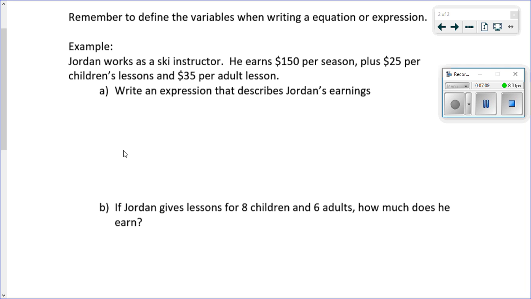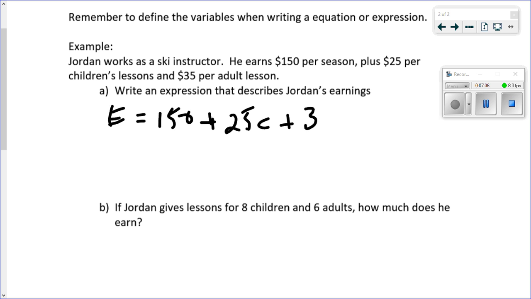So Jordan works as a ski instructor. He earns $150 per season, $25 for children's lessons, $35 for adult lessons. Write an expression that describes Jordan's earnings. He gets paid $150 per season. So he gets that no matter what, and it doesn't change. He gets $25 per children's lesson, and he gets $35 per adult lesson.